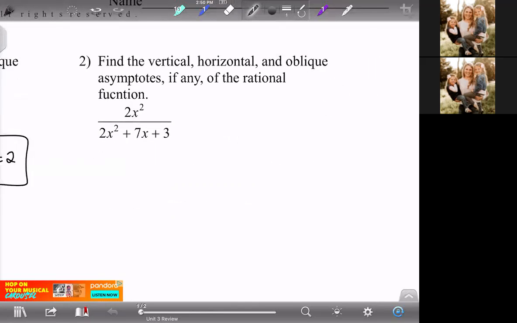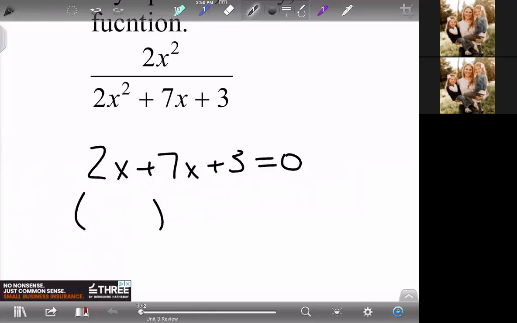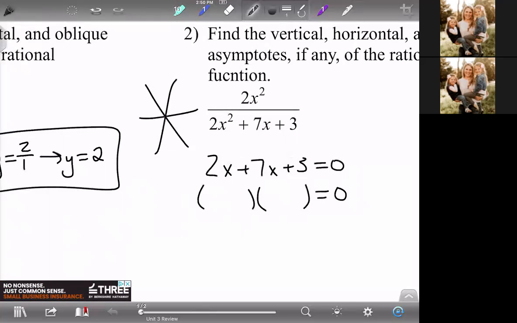So we're going to do the exact same process on question number 2. We're going to start off by setting the denominator equal to 0. Then we're going to factor. And make sure when you factor, if you're using the asterisk method, that you put 6 in the top middle because you've got to multiply 2 times 3. So two numbers that multiply to give us 6, but add to give us 7, going to be 6 and 1.